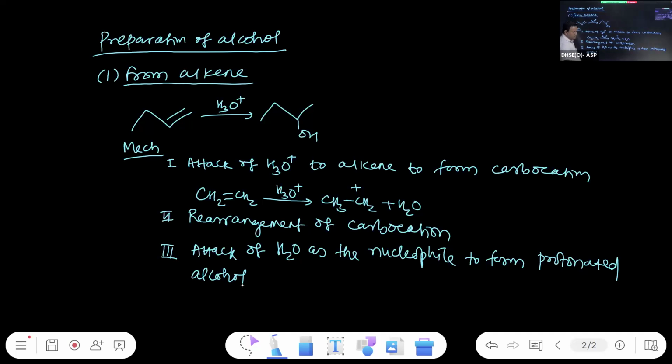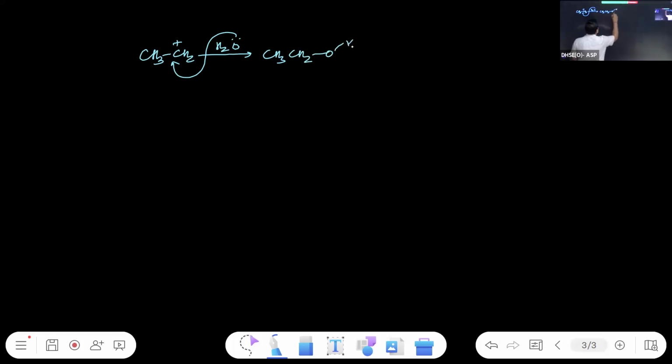Okay. Clear? Okay. Next. So you can write, we have the ethyl carbocation, water being the nucleophile, this is protonated alcohol. Clear, students?